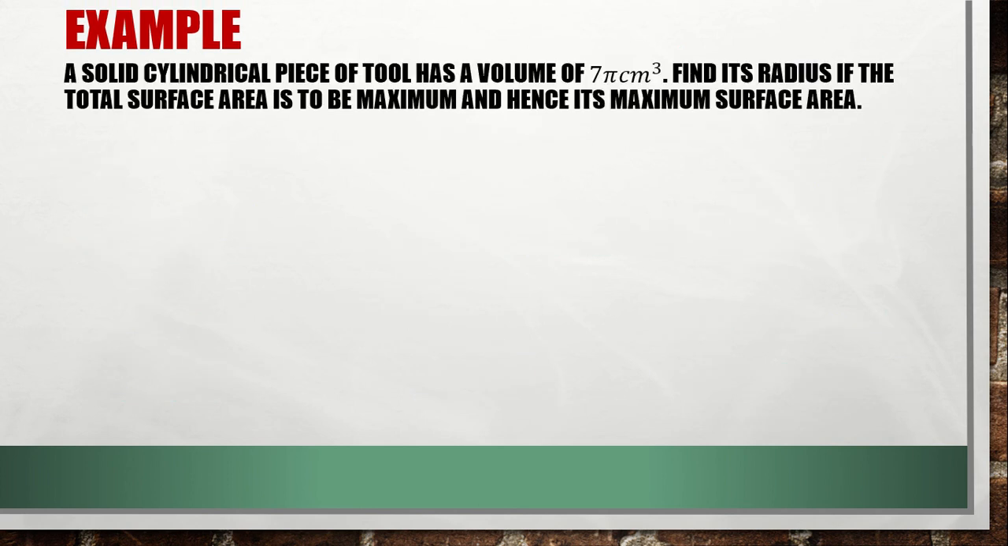Example number 2. A solid cylindrical piece of tool has a volume of 7 pi cubic centimeters. Find its radius if the total surface area is to be maximum and hence its maximum surface area. Very good question. Would you please be so kind, if you don't mind, pause the video and then tackle that? I suppose you have something ready.